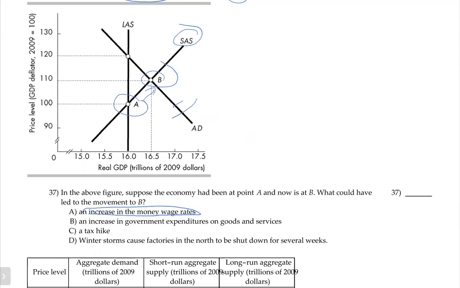B, an increase in government expenditure on goods and services. That is going to lead the aggregate demand curve to shift to the right. Yes, it's possible. So maybe we start from here and then we go to here. And C, a tax hike. A tax hike is going to reduce demand and supply at the same time, so C is not possible. D, a winter storm caused factories in the north to shut down for several weeks. This is the same as A, so that's going to cause the aggregate supply to shift to the left. So the answer should be B.